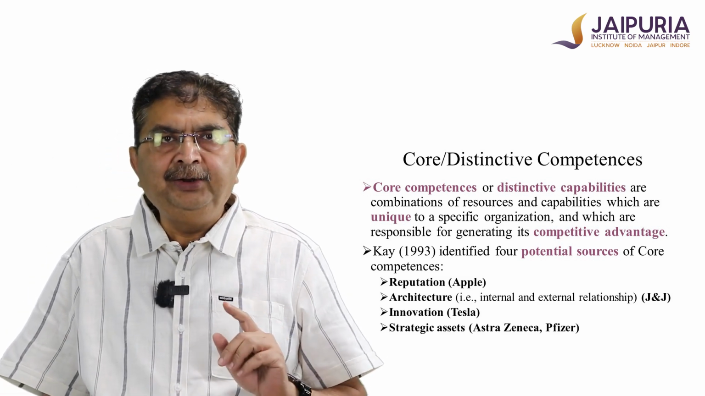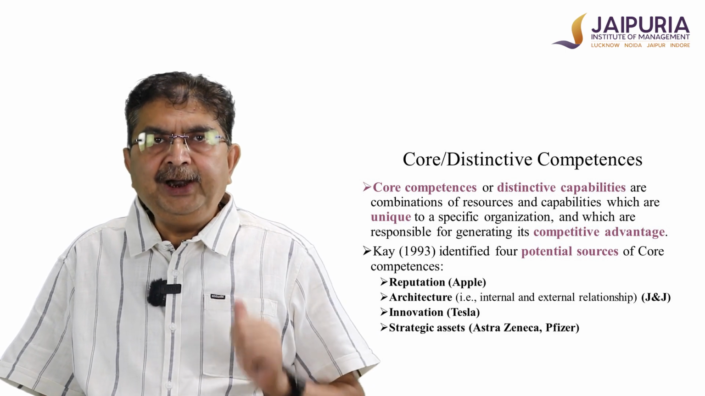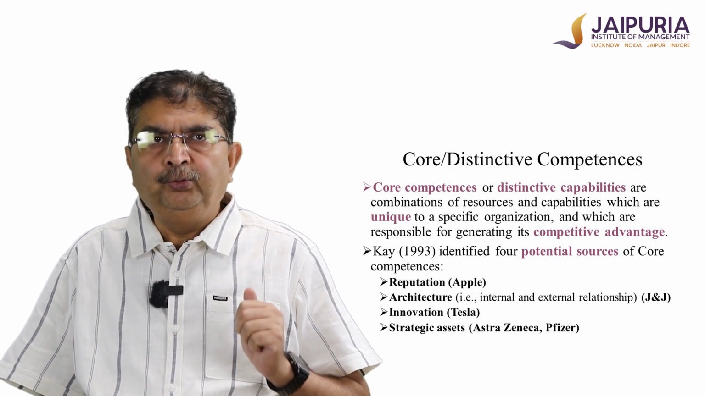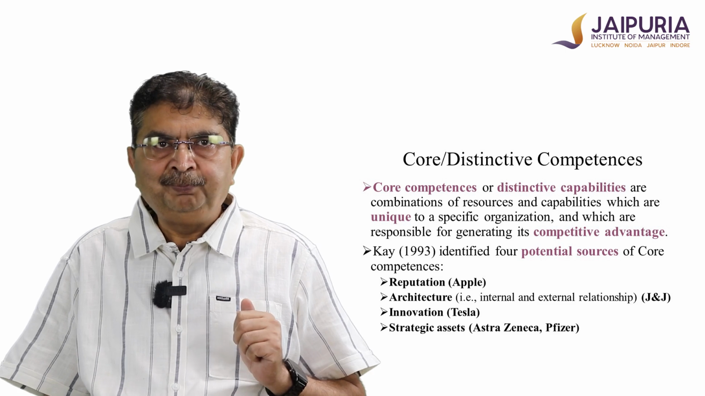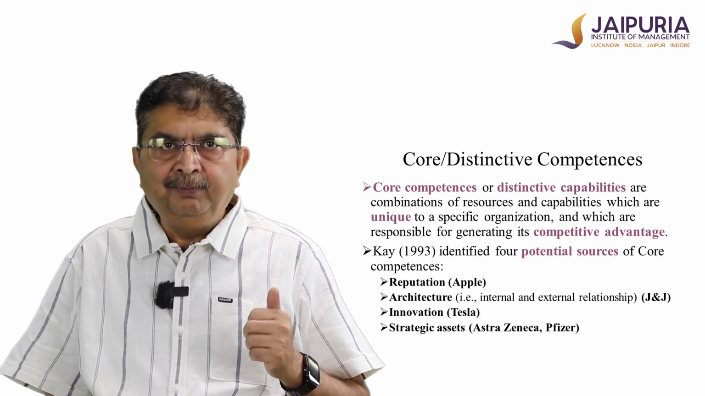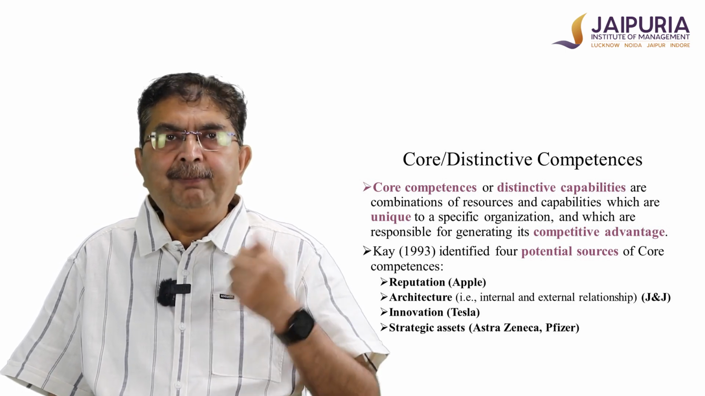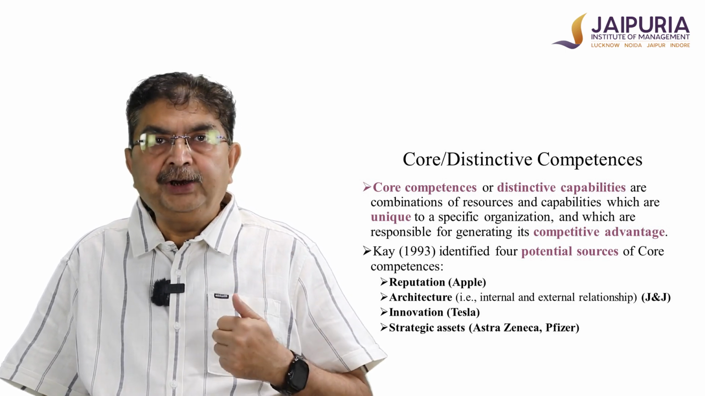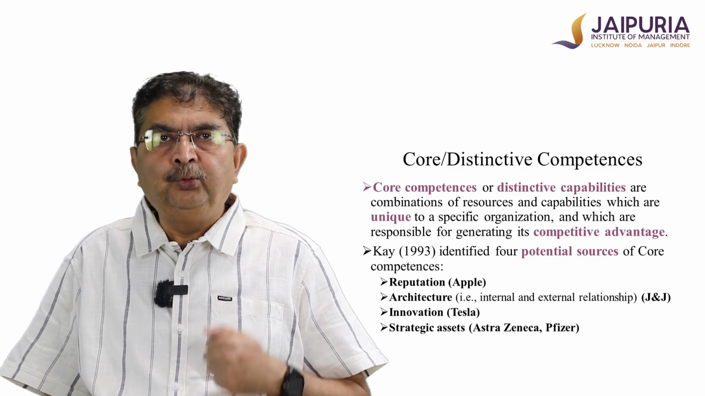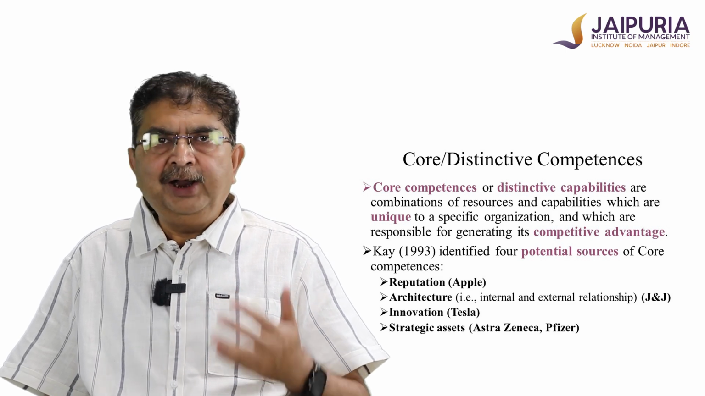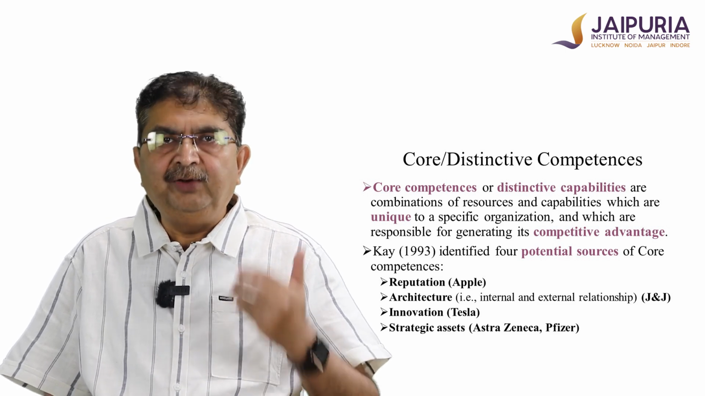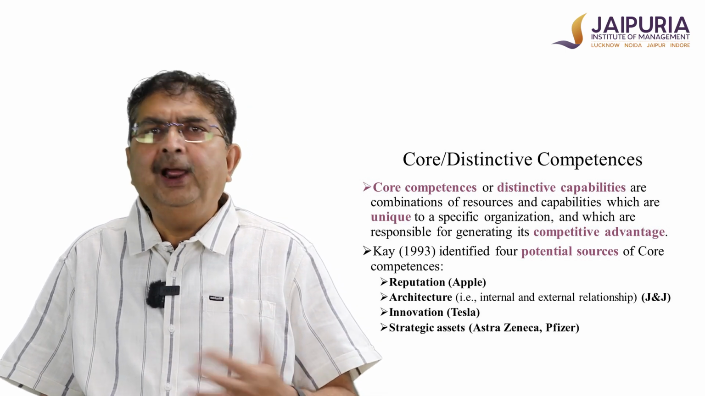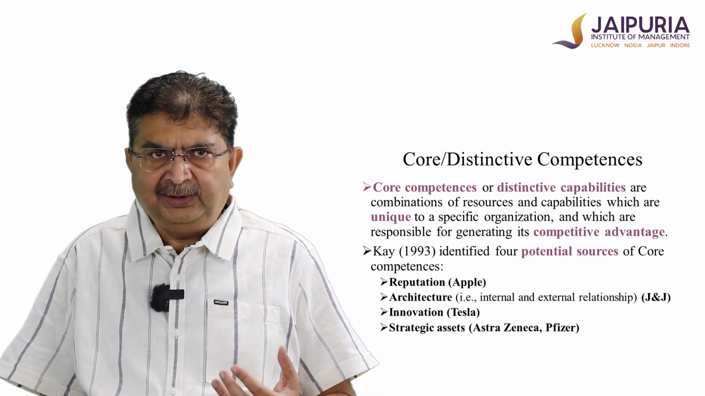Now in 1993, Professor K identified 4 potential sources of core competencies. Now number one, as per him, was reputation, and the example that he quoted was Apple. Then architecture was the second potential source of core competencies, and that was the internal and the external relationships, and the example could be an organization like Johnson & Johnson.